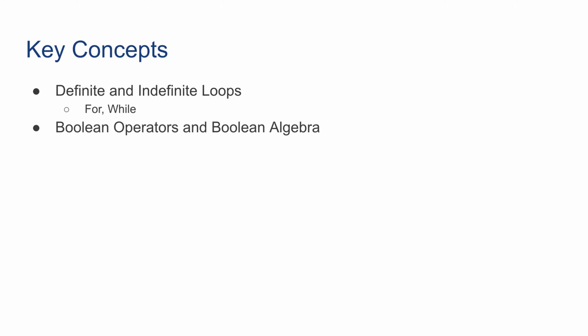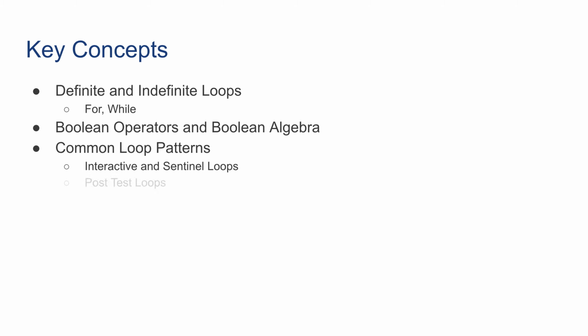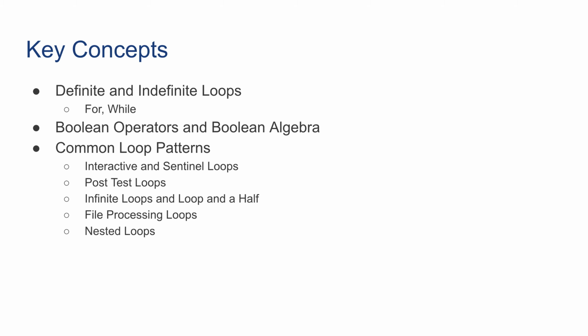Then we're going to revisit the concepts of Boolean operations from last week, and we'll also see some Boolean algebra. Okay, so after that, we're going to go over some common loop patterns, which will include interactive loops and sentinel loops, post-test loops, infinite loops and a loop and a half, and file processing loops, and finally nested loops.